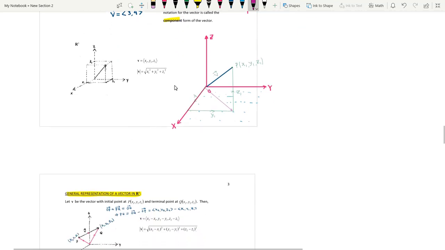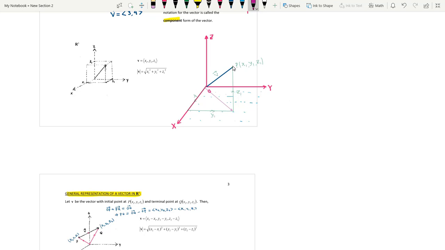Now in 3 dimensions, suppose you have a point or vector v = (x1, y1, z1). To draw the vector, you go x1 units along the x-axis, y1 units along the y-axis, and z1 units along the z-axis. So this is the terminal point of the vector and this is the initial point. This point P is in space.